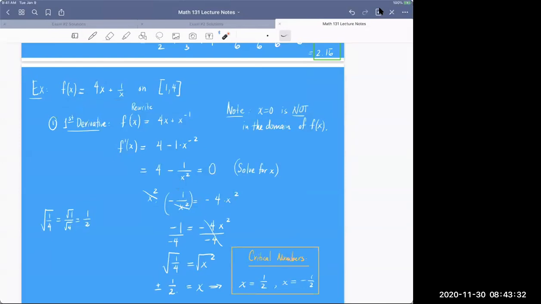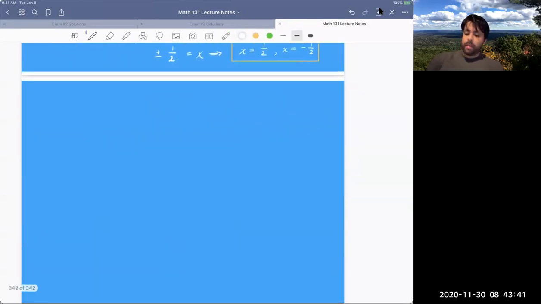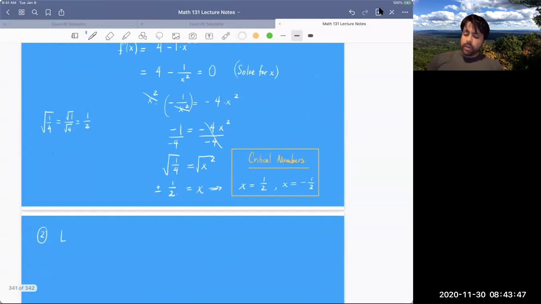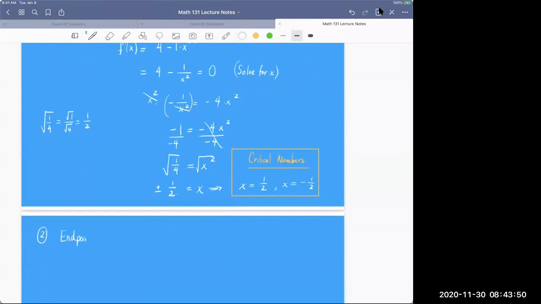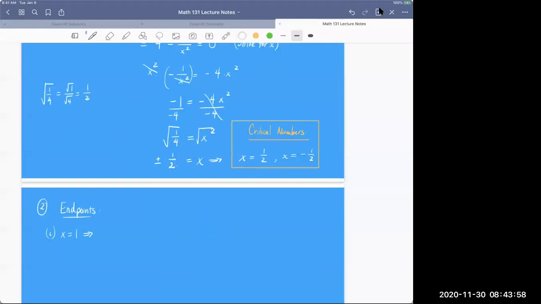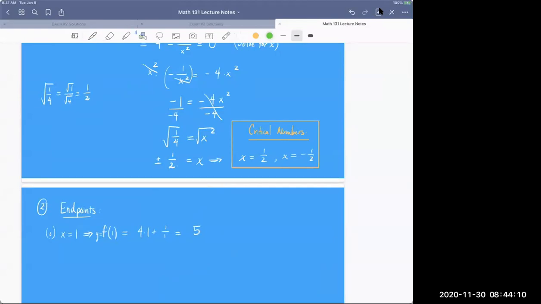Do you understand? So from this point, would you just start plugging? Yeah. From this point, I just go to the second step and look at the different y values for the endpoints. So I've got my endpoints here, 1/2 and 4. My first endpoint is x equals 1. So then what's my y value? I get 4 times 1 plus 1 over 1, so I get 5.